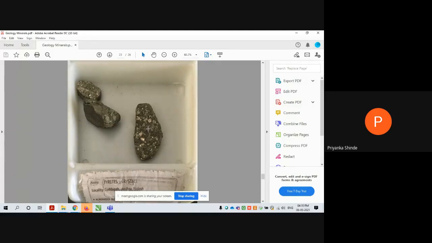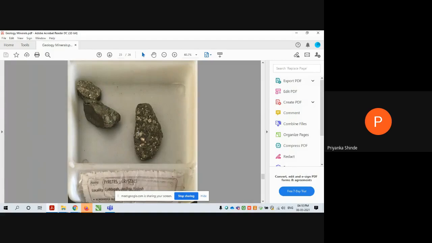So if you go to any goldsmith, you will find this particular streak plate with him. First, when you take your gold, he will definitely check whether it is gold or pyrite. Okay, so that is how we can identify the different minerals, right? You can differentiate with the help of a streak.